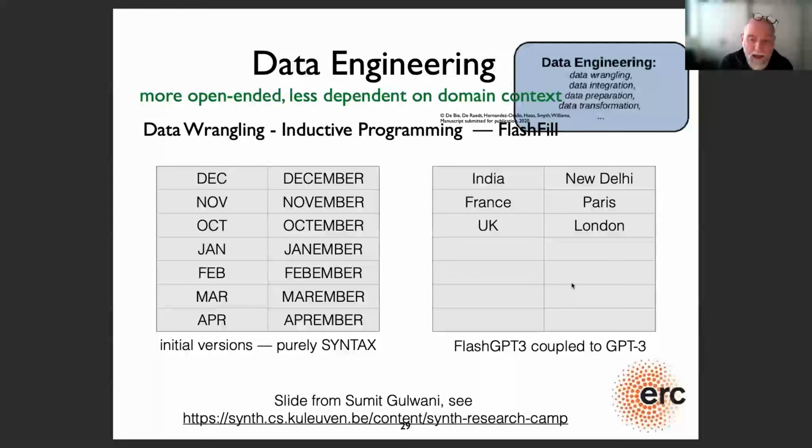And so in recent years, people have coupled that with these language models. There's a system called Flash GPT-3 that would be able to produce the correct transformations. It would recognize that these are months and would give the correct output. It would also be able to, on the basis of 2 examples, for India, New Delhi, and for France, Paris, complete this last column automatically. If you're interested in those things, I would recommend you look at the website at the bottom.